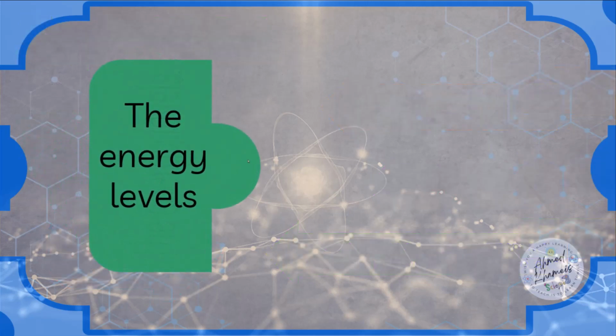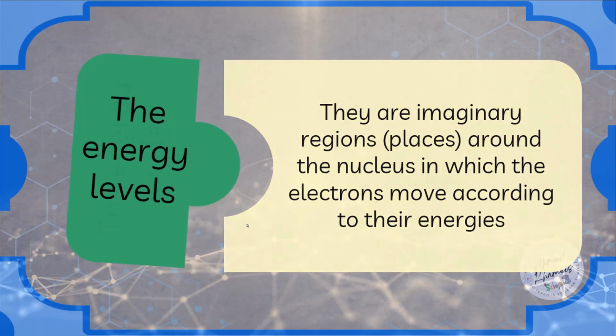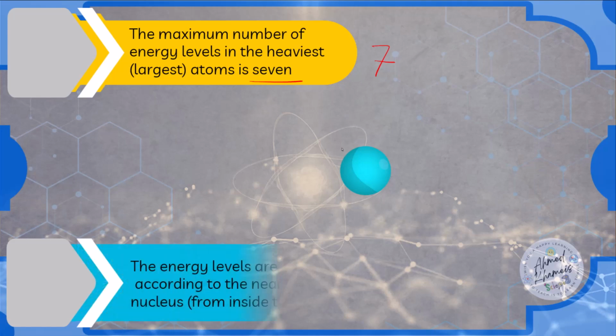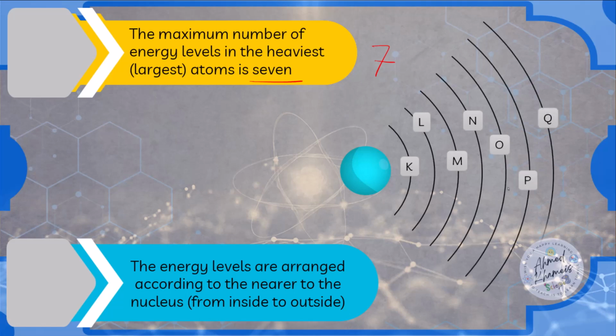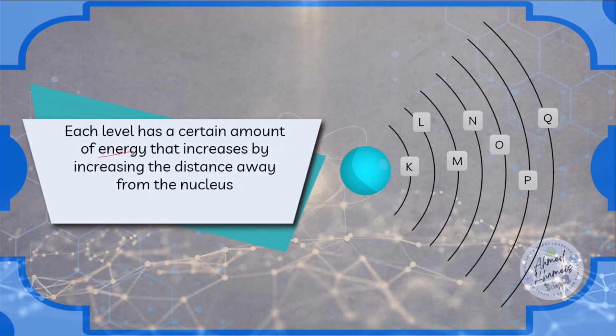So the energy levels, they are imaginary regions around the nucleus in which the electrons move according to their energy. And the maximum number of energy levels in the heaviest atom is 7. We have only 7 energy levels. And the energy levels are arranged according to the nearer to the nucleus from inside to outside, K, L, M, N, O, P, Q. And each level has a certain amount of energy that increases by increasing the distance.